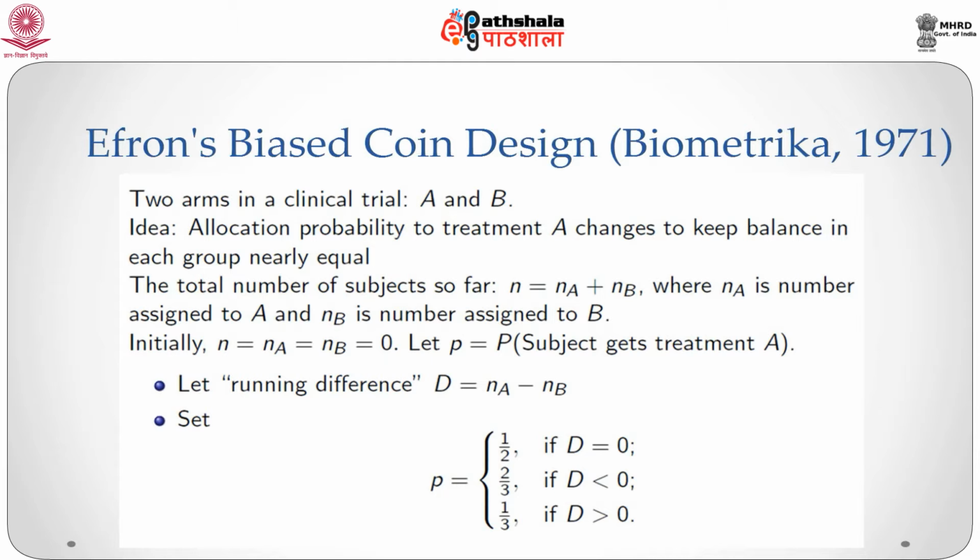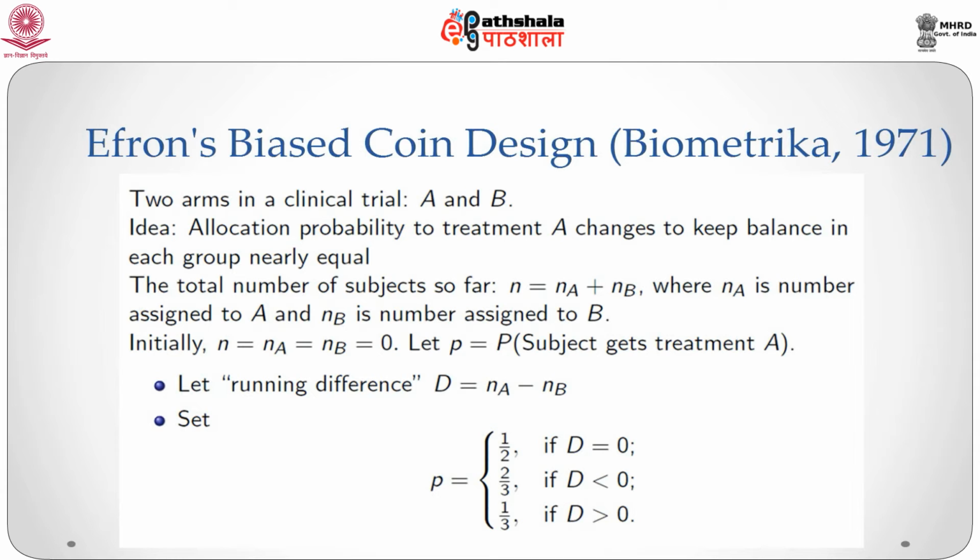An interesting design is based on Efron's biased coin design, which appeared in Biometrika in 1971. So assume we have two arms in a clinical trial. The idea here is to keep changing the allocation probability to treatment A as the trial progresses, so as to keep the balance in each group nearly equal. Let us assume that so far small n equal to capital NA plus capital NB patients have been allocated, where NA is the number assigned to A and NB is the number assigned to B. Let P be the probability that a subject gets treatment A, and let us also define the running difference D equal to NA minus NB.